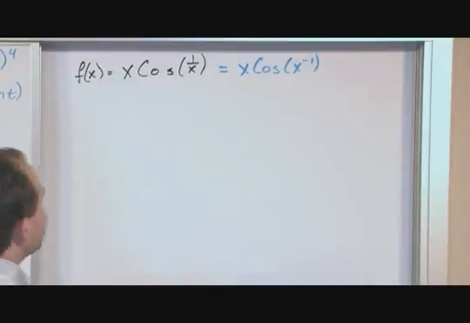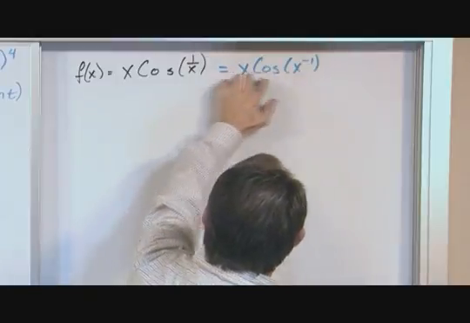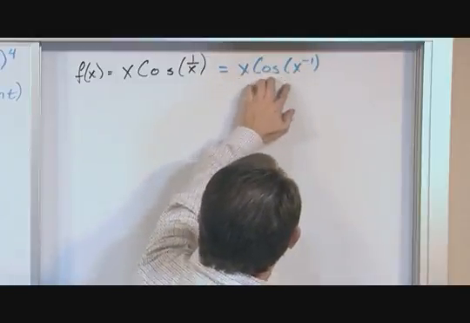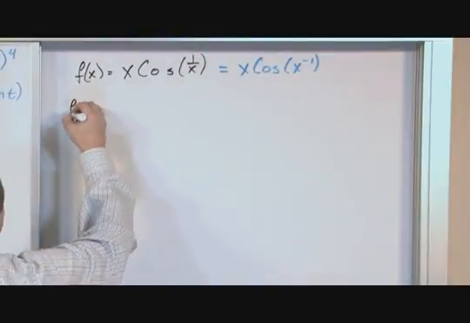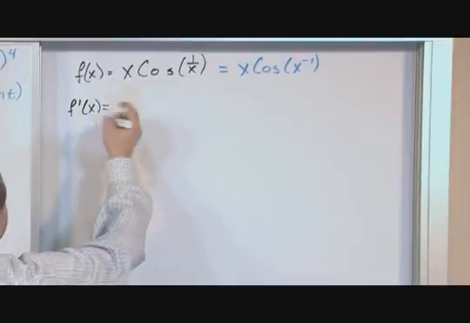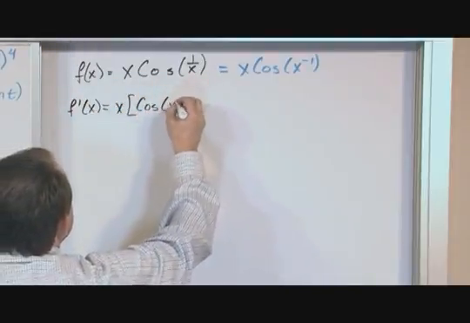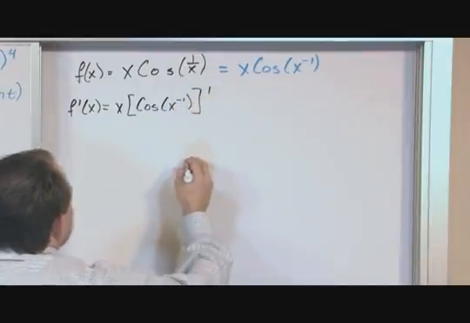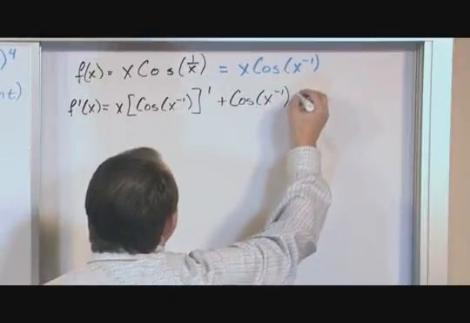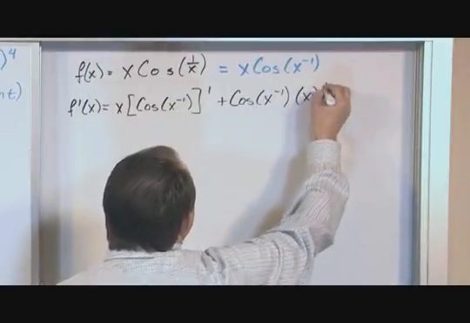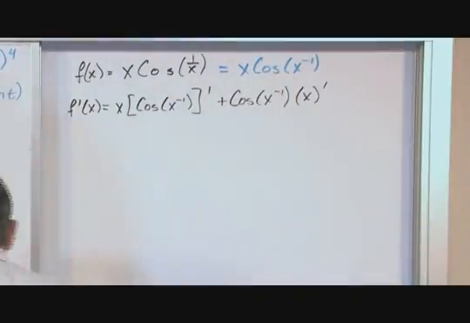Okay? But notice the big picture. You have a function x times this function. So you have two functions multiplied together, this cosine function, times this guy. So we're going to use the product rule right out of the gate. So f prime of x is equal to first times the derivative of the second, cosine of x to the negative 1, plus the second, cosine of x to the negative 1, times the derivative of the first. First times the derivative of the second function plus the second function times the derivative of the first. I've taken no derivatives yet.